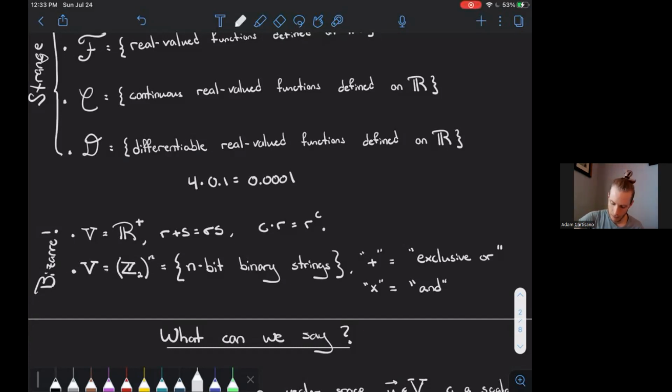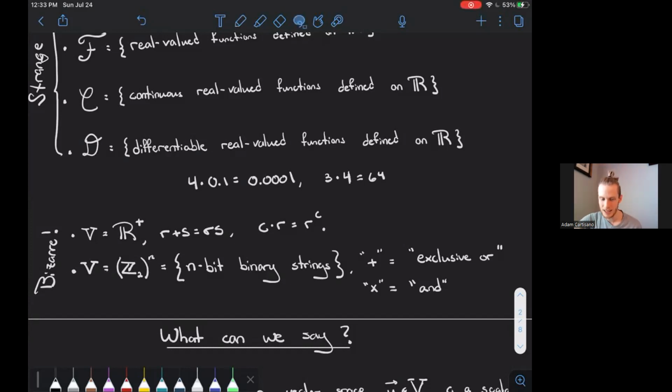And 3 times 4 is 64, under this definition of addition and multiplication.